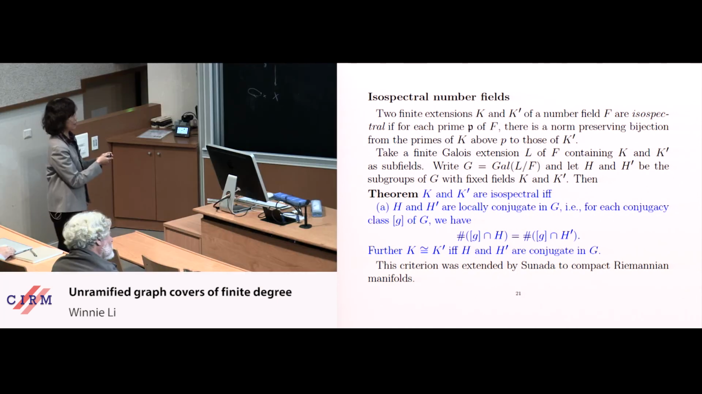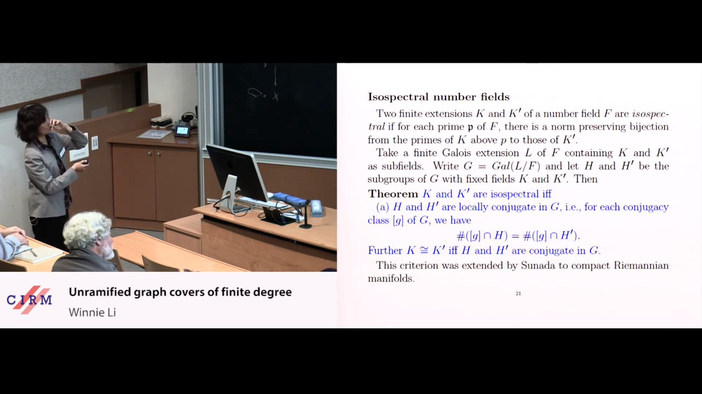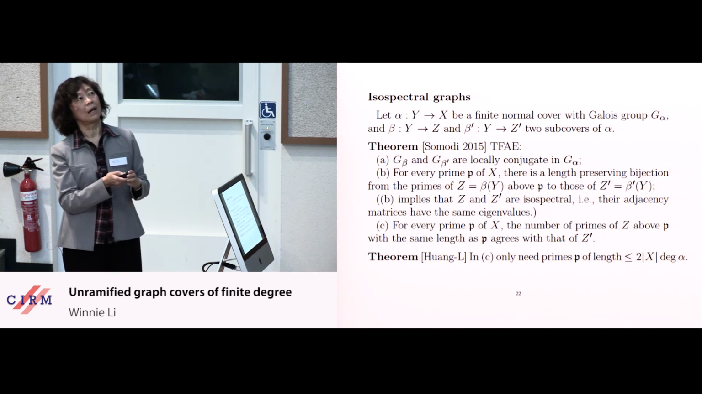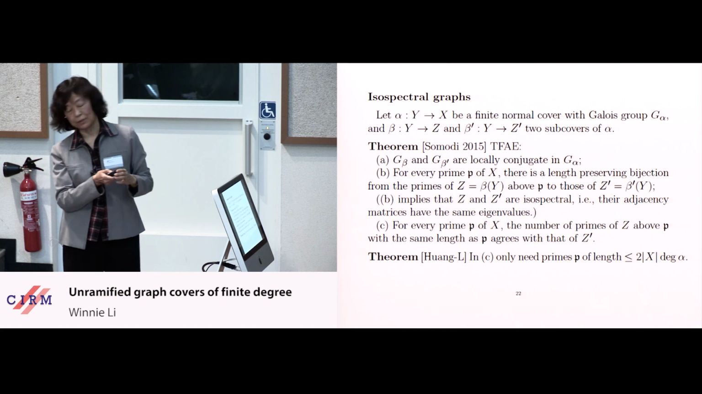Okay. And so this criterion, which is already in Cassels-Fröhlich, was extended by Sunada to compact Riemannian manifolds. So this is a very famous work of Sunada. Okay. So our question is, what happens for graphs?